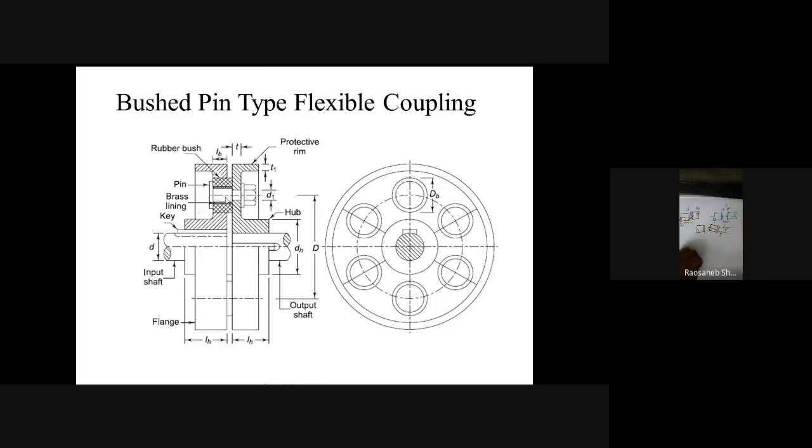Now here you can see the only change that we are using is a flexible element like a rubber bush between the driving and driven flange. So here there is a rubber bush. Also there is a pin and brass lining.